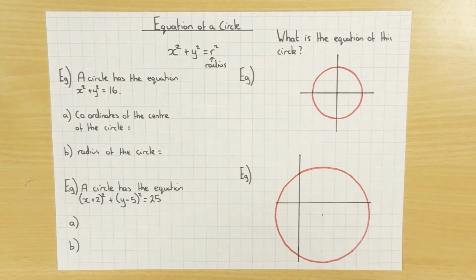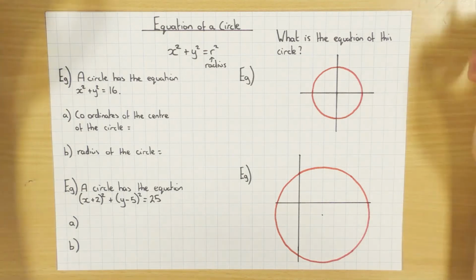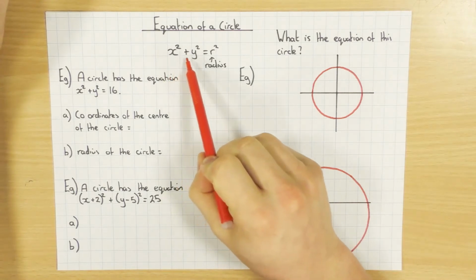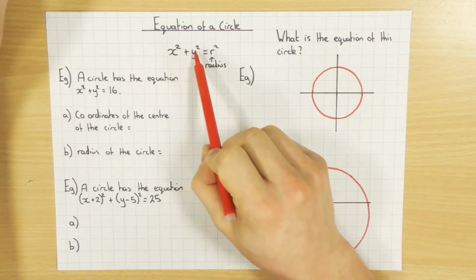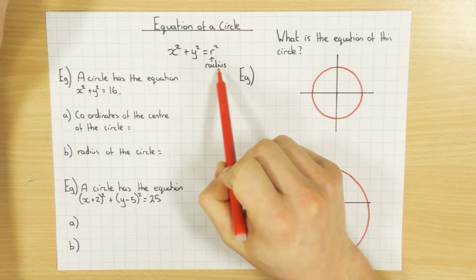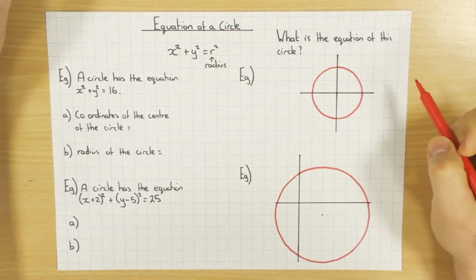Hi guys, in this video we're going to have a look at the equation of a circle, and later on we're also going to look at what happens when you've got a tangent or a straight line going through that circle as well. So let's get some of the basics out of the way first. This is the equation of a circle: x squared plus y squared equals r squared, where r is the radius of the circle.